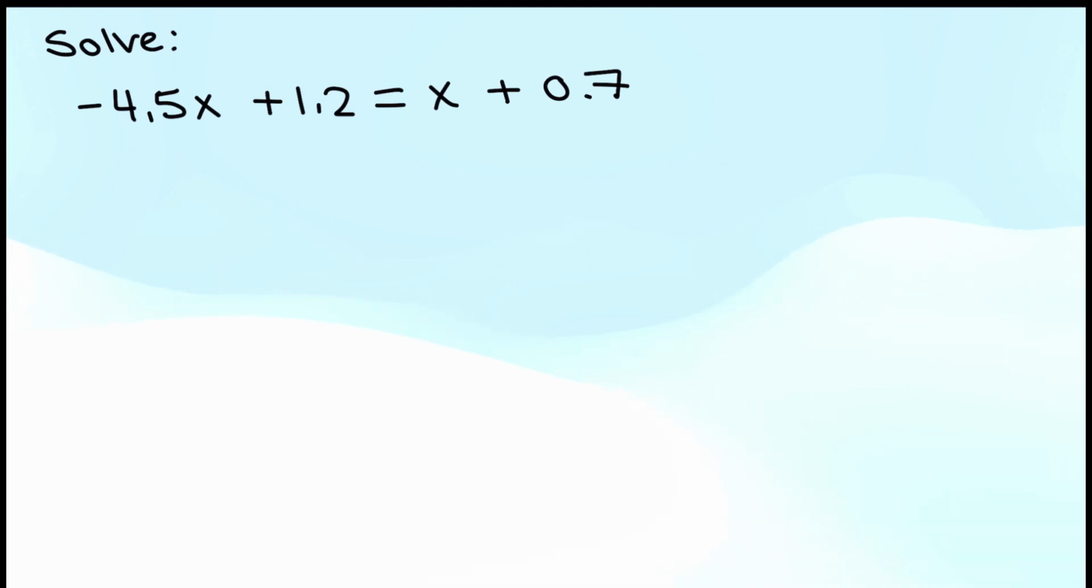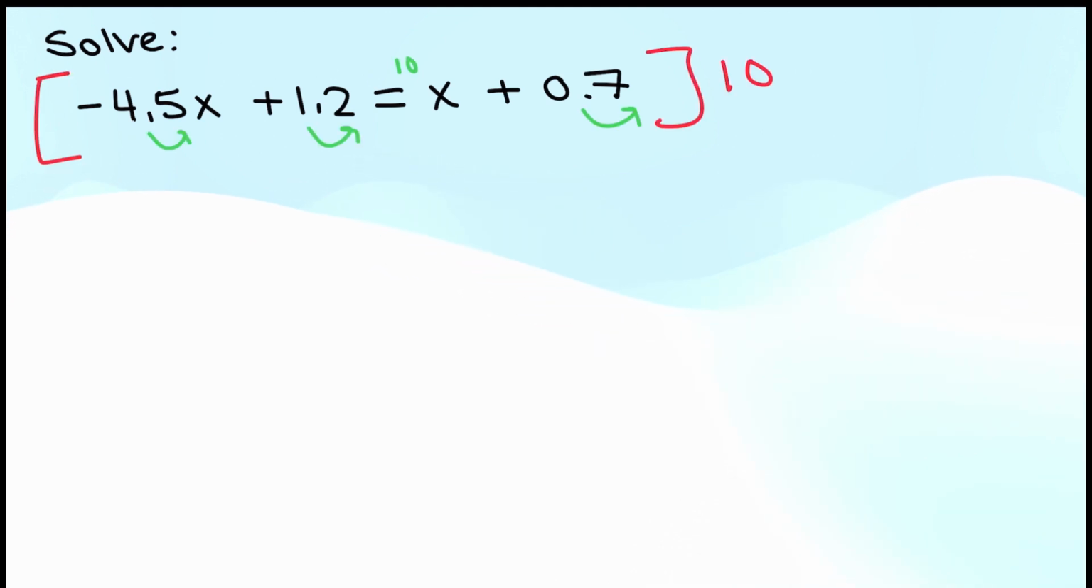You can work on the equation with the decimals, and if you have access to a calculator, that's often the fastest way to solve the problem. But you can also clear, or get rid of, the decimals, and this is really helpful if you are asked to solve a problem without using a calculator. So let's take a look at the equation negative 4.5x plus 1.2 equals x plus 0.7.